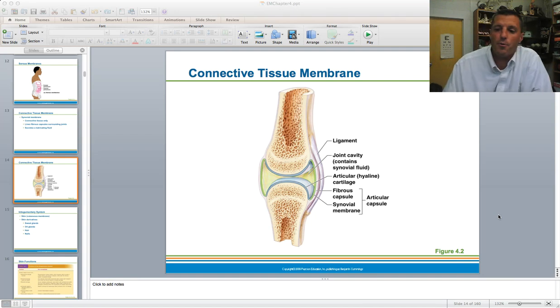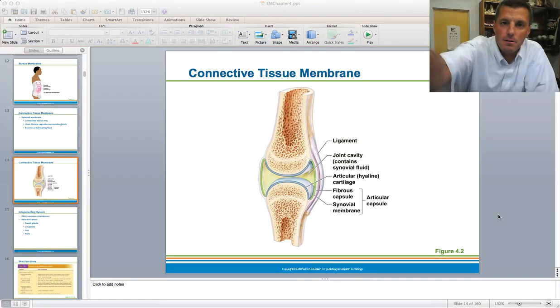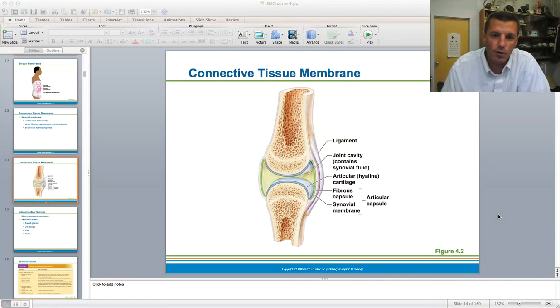Okay, so here's where we left off: the synovial membrane. So we talked about the types of membranes: cutaneous membranes, mucous membranes, serous membranes, and then this one, which is synovial.